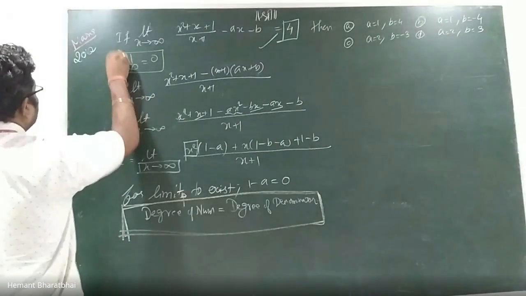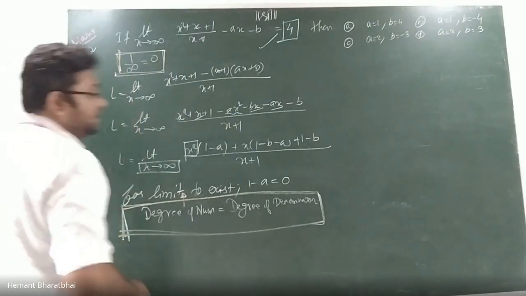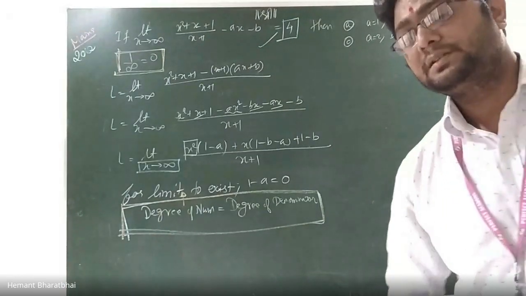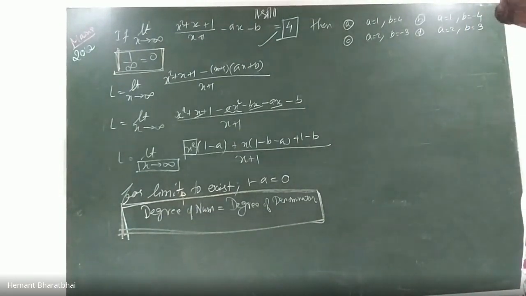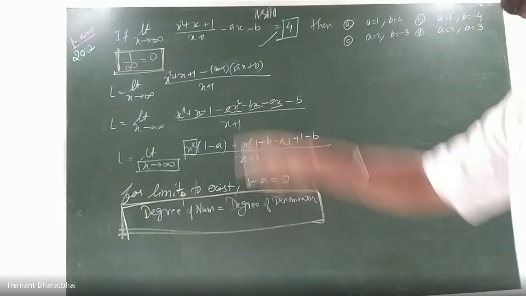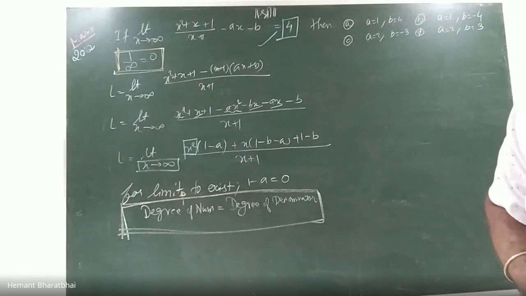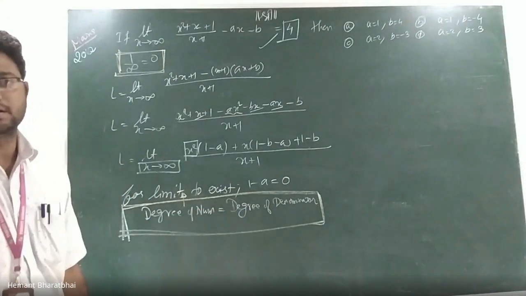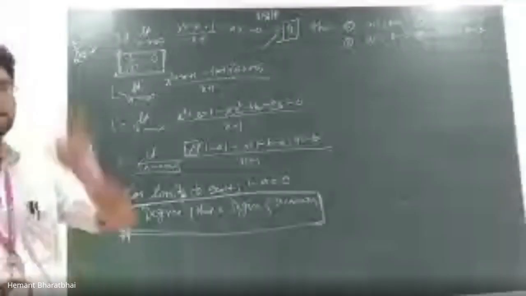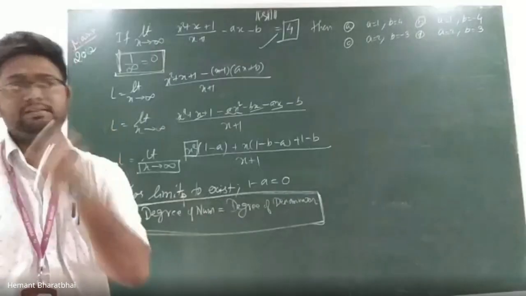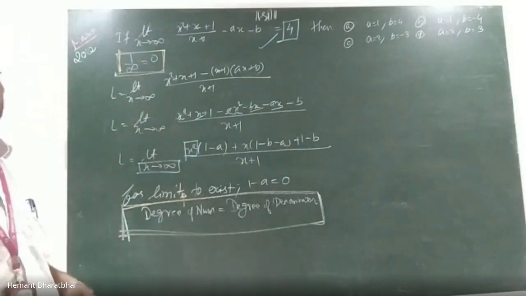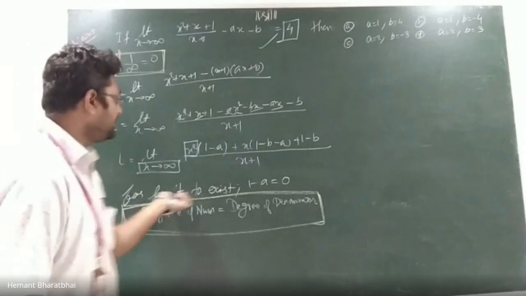Why? Because we have only one technique or only one way of getting the limit. That is, we know that 1 by infinity is 0. Any numerical of limit x tends to infinity can be solved by only this one technique, that is 1 by infinity is 0. And for that, the degree of numerator should be equal to the degree of denominator. If the degree is greater in the denominator or if the degree is greater in the numerator, one x will always remain. And that x will always give me infinity.